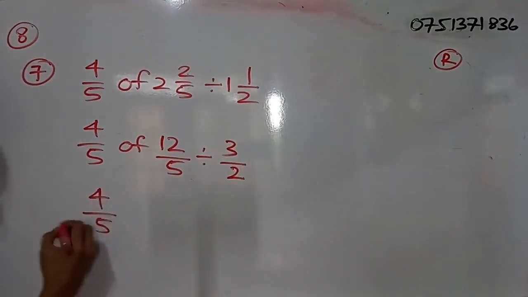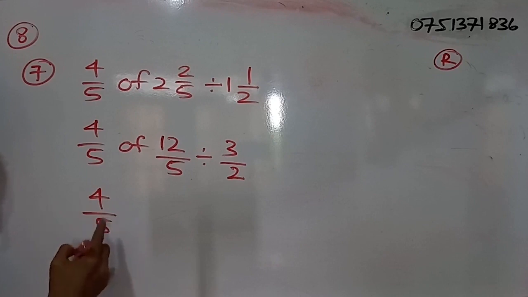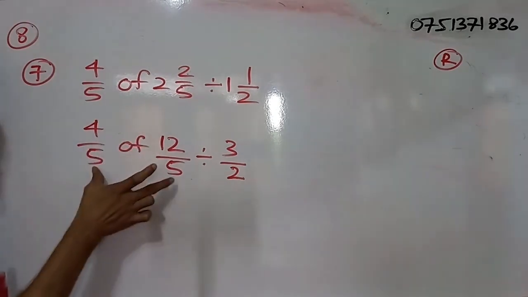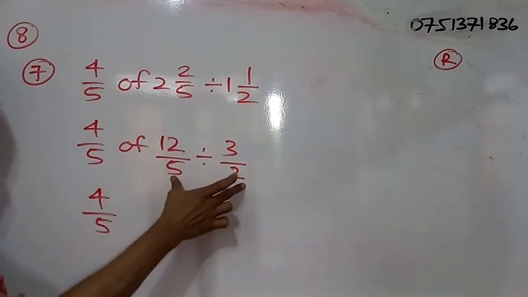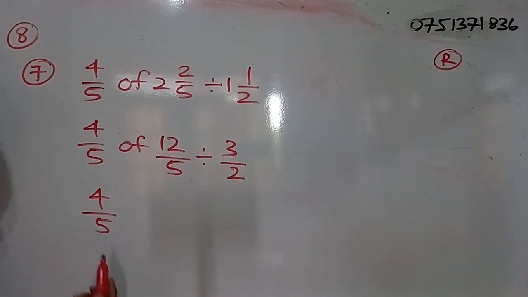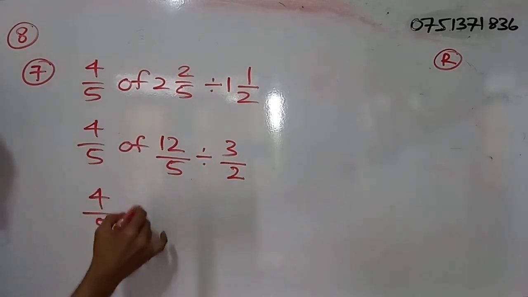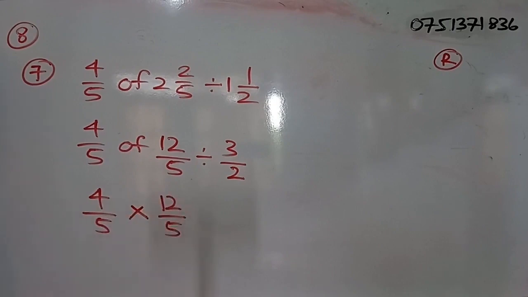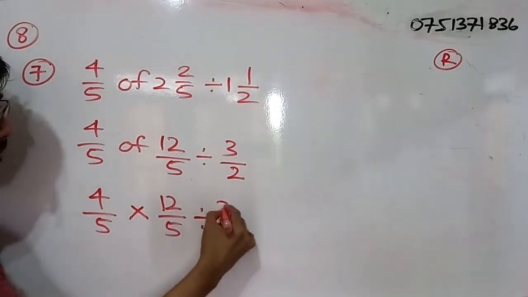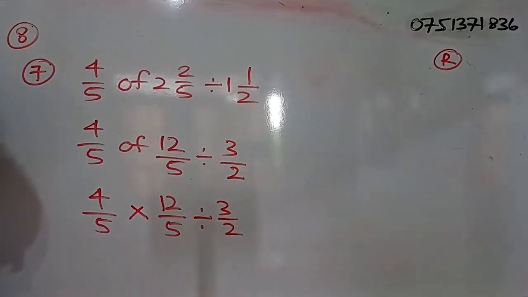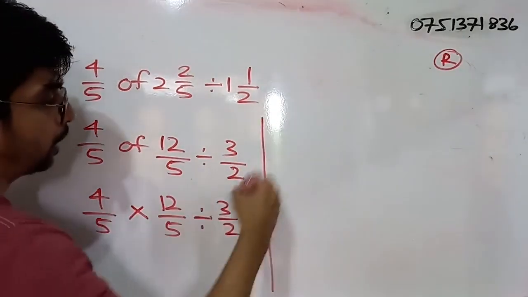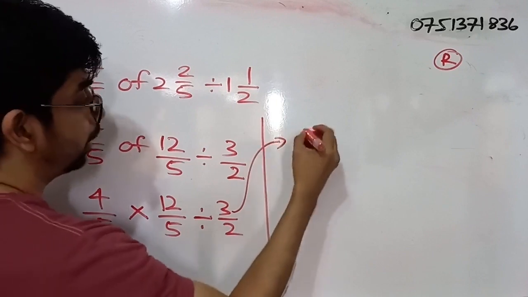So 4 by 4. Now we have to follow the BODMAS rule. So here we have to simplify these two first, then we have to move to this according to the BODMAS rule. Right, so we replace "of" with the multiplication symbol, then 12 by 5 divided by 3 by 2. Okay, so can we do some simplifications here? No, right? Okay, then what do we do? We come to here, right?